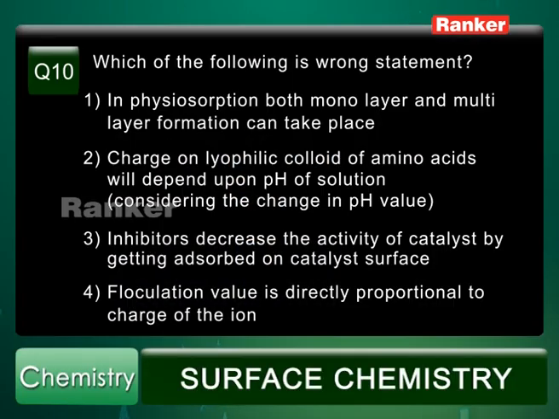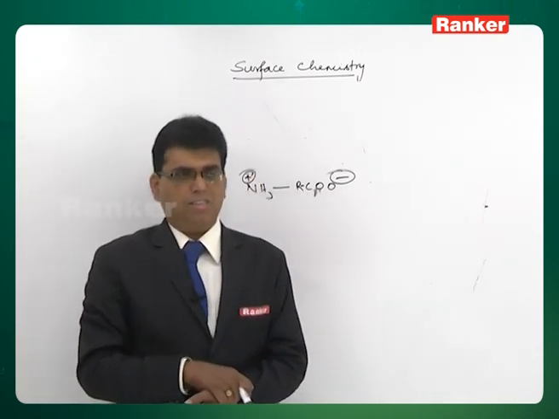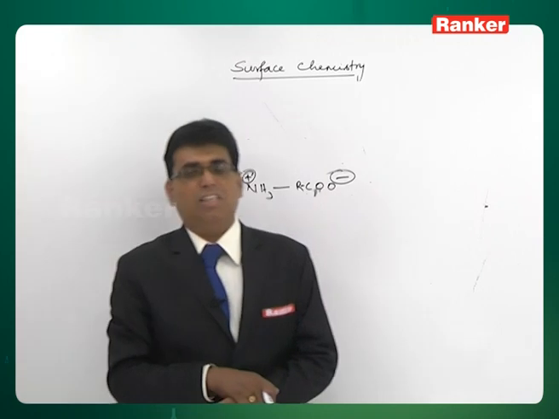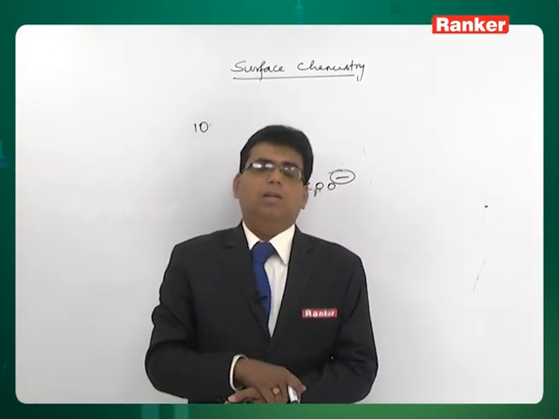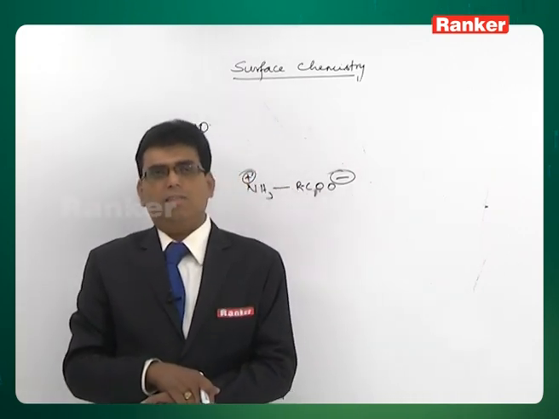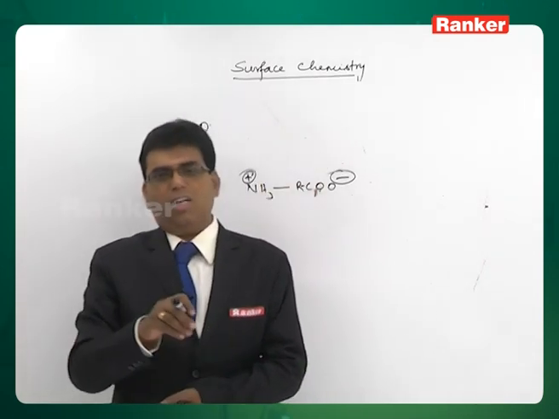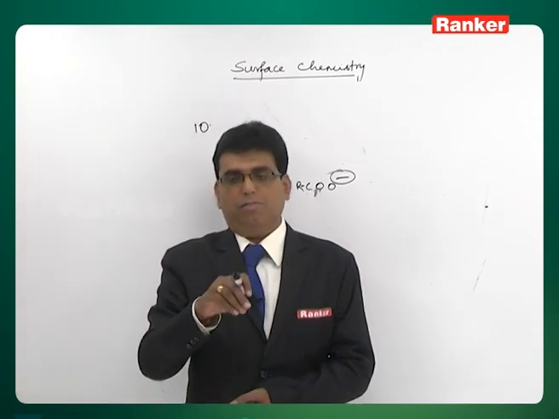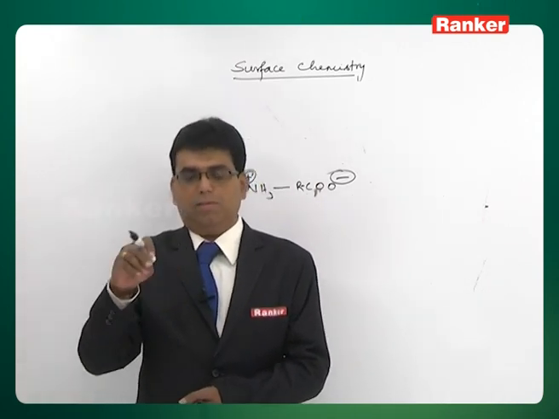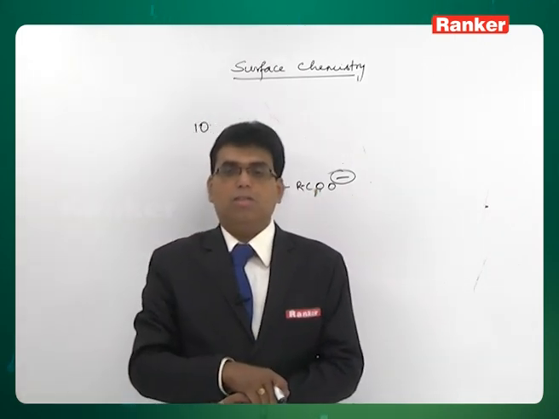The next statement: inhibitors decrease the activity of a catalyst by getting adsorbed on the catalyst surface. Yes, an inhibitor reduces the rate of a reaction. In heterogeneous catalysis, gas gets adsorbed on the surface of the metal. In the place of the gas that is to adsorb, if any other impurity or foreign particle, that is the inhibitor, gets adsorbed, then the extent of adsorption of gas on the surface decreases. So the third option is also correct.